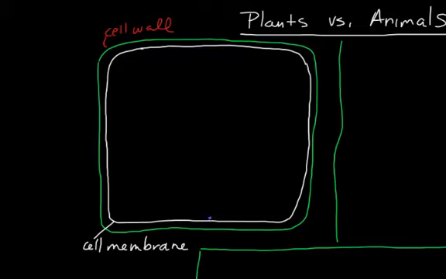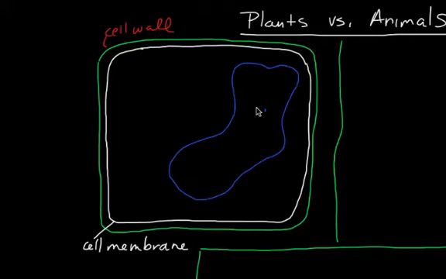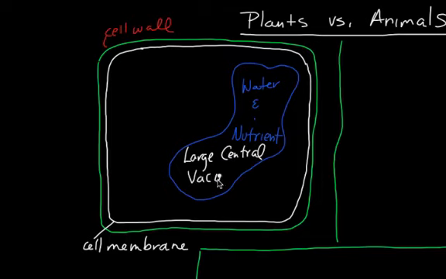I'm going to go ahead and start filling in what we're going to have on the inside. One of the very first things that you'll notice if you look at a plant cell is that there's this large structure that takes up a lot of space. And this large structure contains water and other nutrients. So we're going to say water and nutrients, and I'm going to go ahead and fill it in. And this structure has a specific name. This structure is called a large central vacuole. So let's go ahead and fill that in.